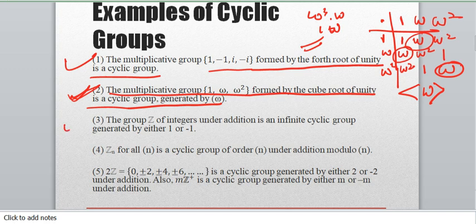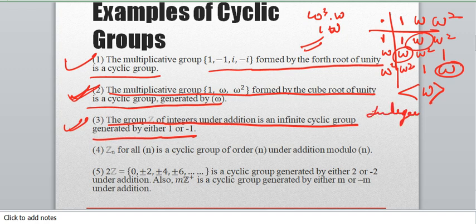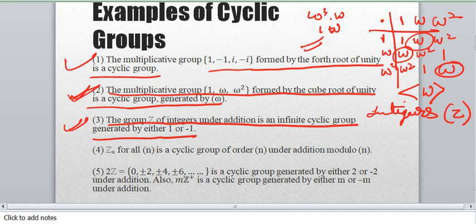So let's go on to the next one. The group Z of integers, Z meaning integers under addition, is an infinite cyclic group generated by 1 or minus 1. So the group of integers Z can be generated by 1 or minus 1. It's an infinite cyclic group.